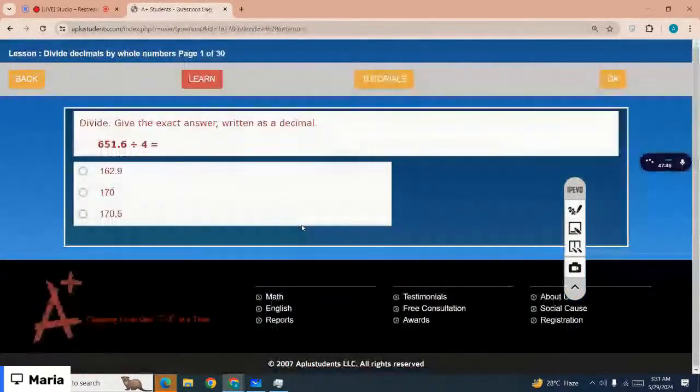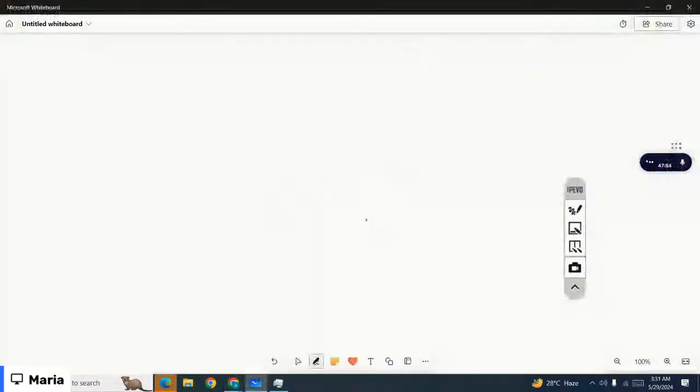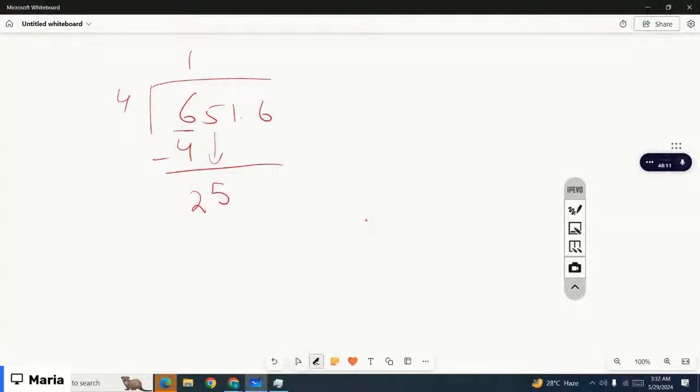The first one is 6,651.6 divided by 4. 651.6, you have to divide it by the 4. So just look at the first digit. 4 times 1 is 4 because 6 is greater than 4, right? 6 take away 4 is 2. Now you need to bring the next digit down, that is 5. You can go for 4 times 6, that is 24. 2 minus 2 is 0. You need to bring the next digit down, that is 1. So 4 times 2 is 8. You have 3 here.